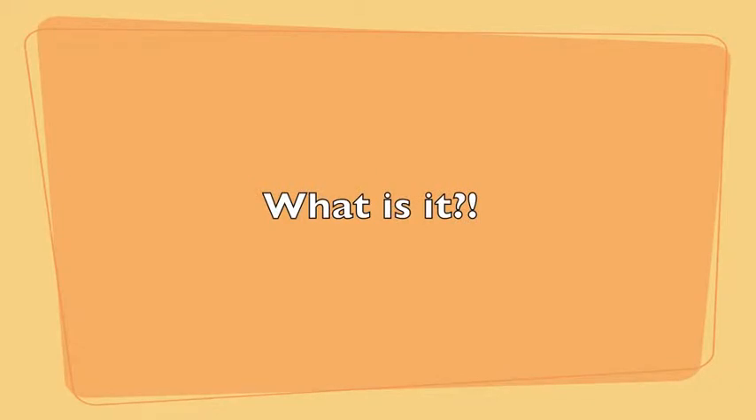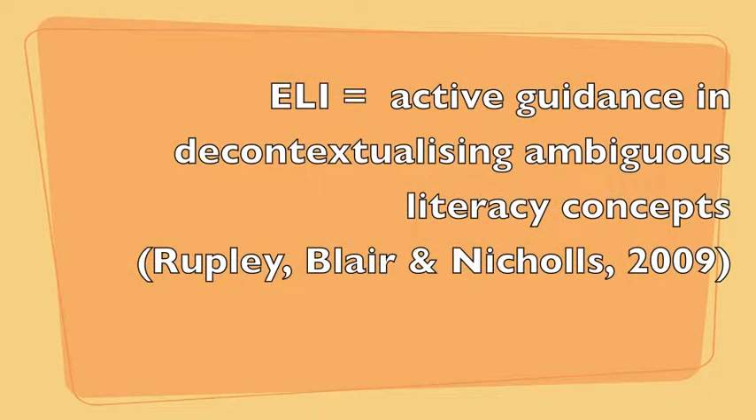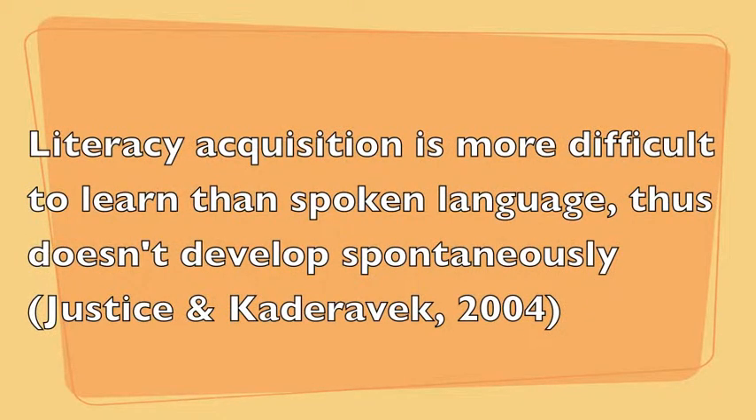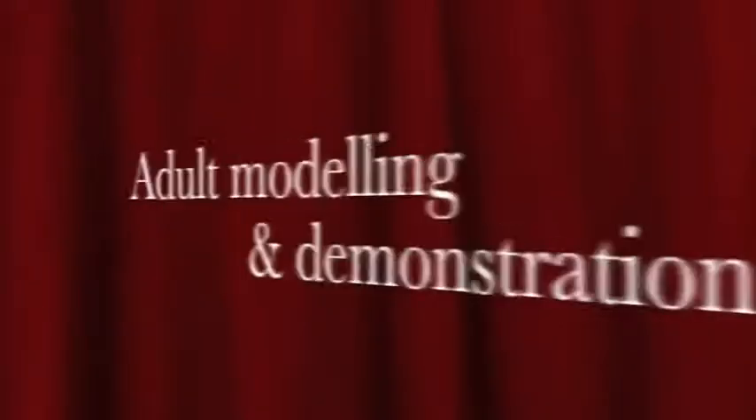What is explicit literacy instruction? ELI refers to the active guidance in decontextualizing ambiguous literacy concepts. These include print awareness, phonological awareness, reading from left to right, and recognizing print as different from pictures. Literacy acquisition is more difficult and less natural than spoken language. Thus, it does not develop spontaneously.